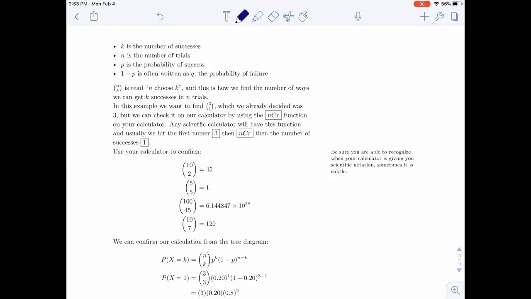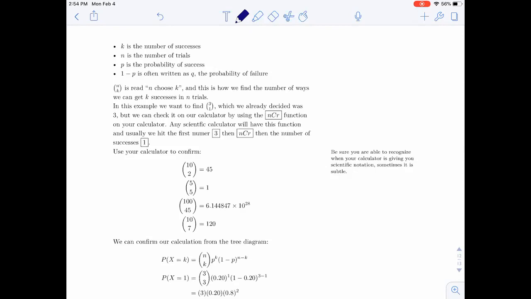I want you to try to do the 100 choose 45 because, especially on this calculator, if you've got this one, it's really sneaky about showing the scientific notation. If you do 100 choose 45, now you've got 100 layers of your tree diagram, and you want to know how many ways can I choose 45 successes? It's huge. On mine, it just has a little space between the 28, and that's how you know that it's showing scientific notation.